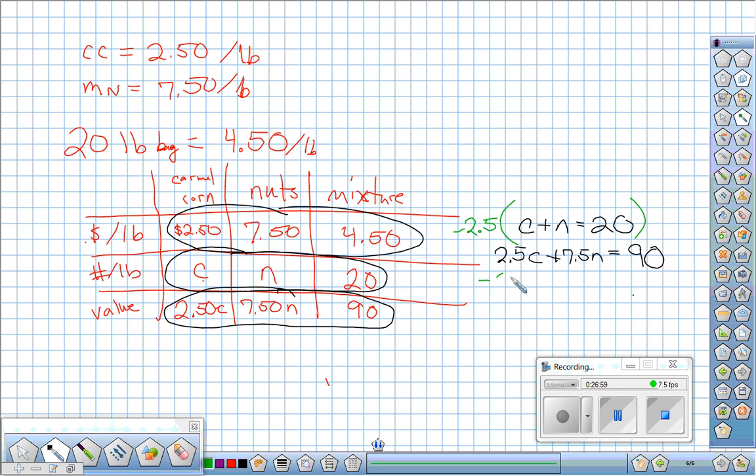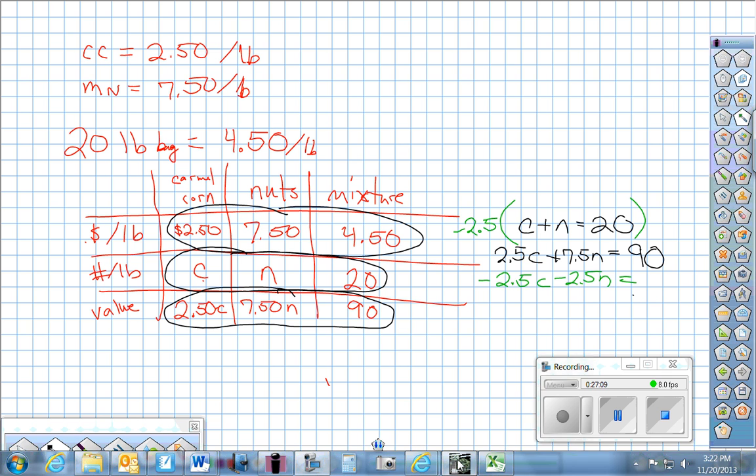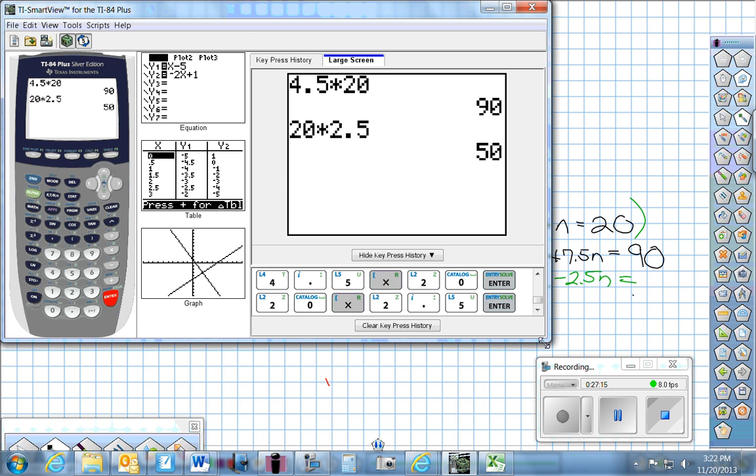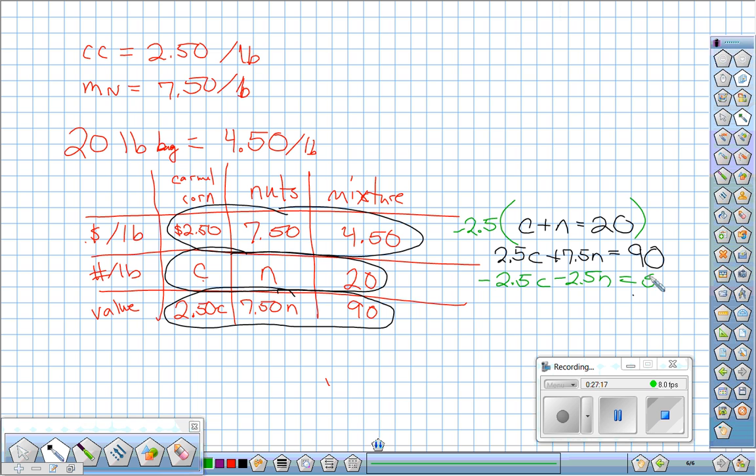So I'm going to rewrite it down here. I have negative 2.5c minus 2.5n equals 20 times 2.5, which will give me 30, I think, 50. I'm really bad at math today. It's good. That's why we have calculators on those days.